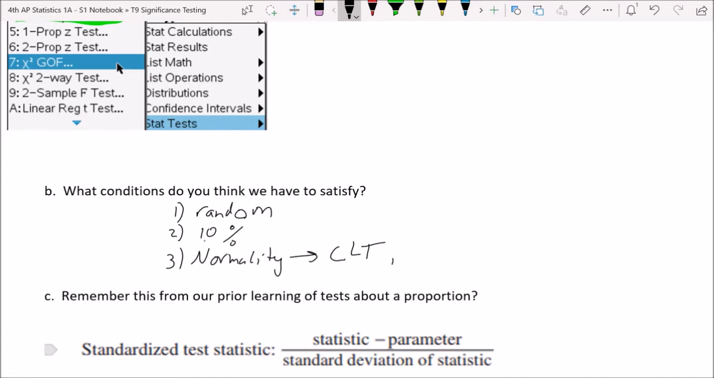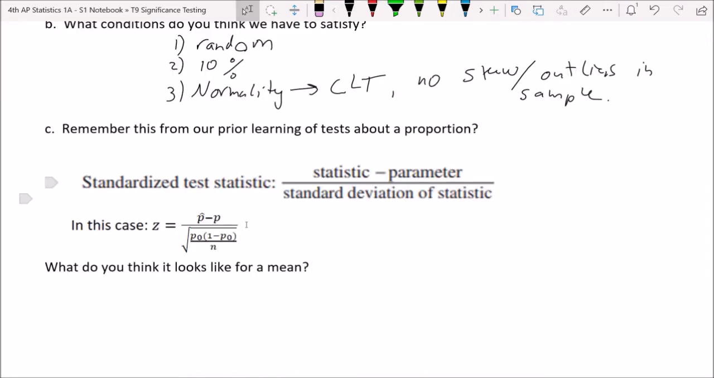Anytime you have a free response question or a test question, assume that before doing the t-test, you're going to have to actually run through these conditions. In the previous video, the one about proportions, we saw that we end up with our standardized test statistic, and for a proportion it was z. For a mean, it's not going to be z, it's going to be t. And it's going to work the same way as a z-score: the statistic minus the parameter divided by the standard deviation.